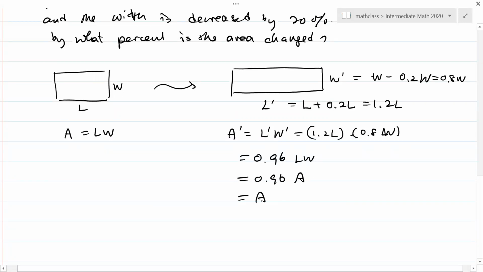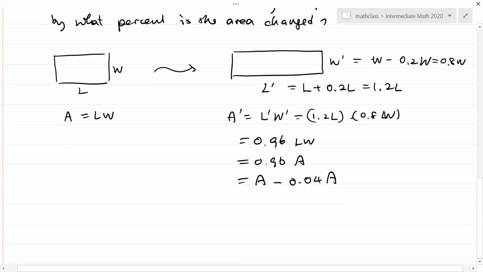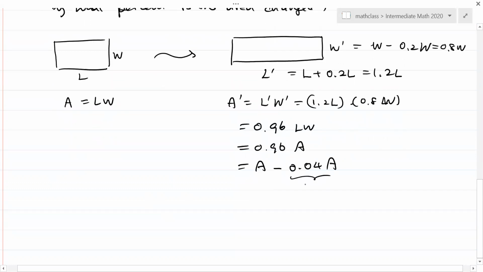The original is A. You have to minus 0.04 A, right, in order to get 0.96 A. So this is the decreased part. So we can say that the area is decreased by 4%. Now you did not know that until you did the computation, right?